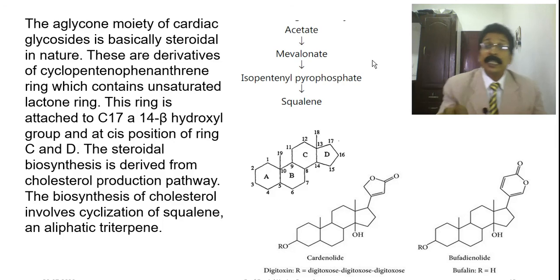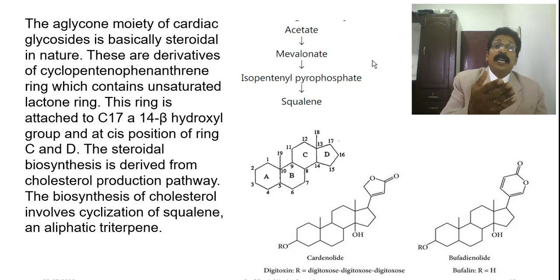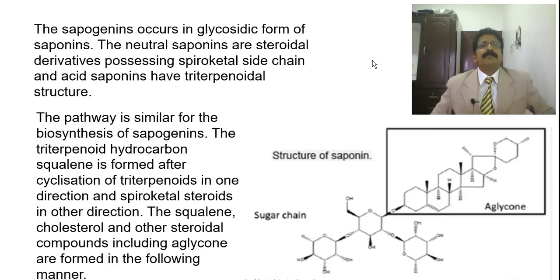And now we see here also the same thing. Even when it comes to the cardiac glycosides, it has a steroidal ring structure, and it has a basic ring structure equal to cholesterol. So that is why they have written that biosynthesis of cholesterol involves cyclization of squalene, an aliphatic triterpene it is.